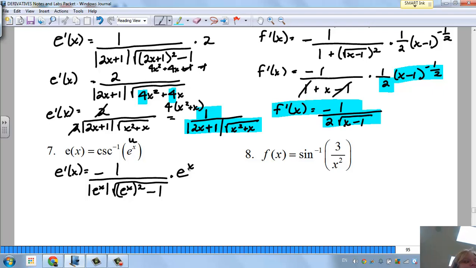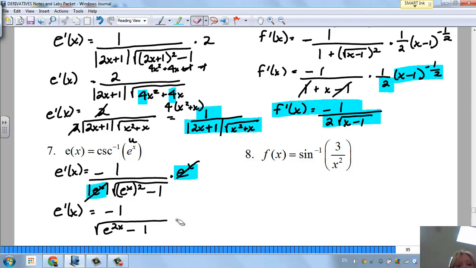And I want to show you something, because a lot of kids don't think you can do this. Because this is an absolute value, you guys can cancel those out, because that's in the numerator. So I have e prime of x is going to be negative 1 all over the square root of e to the 2x, because it's power to the power, minus 1. I'm going to read some of this, because it's kind of long. Okay, so that's what it looks like.